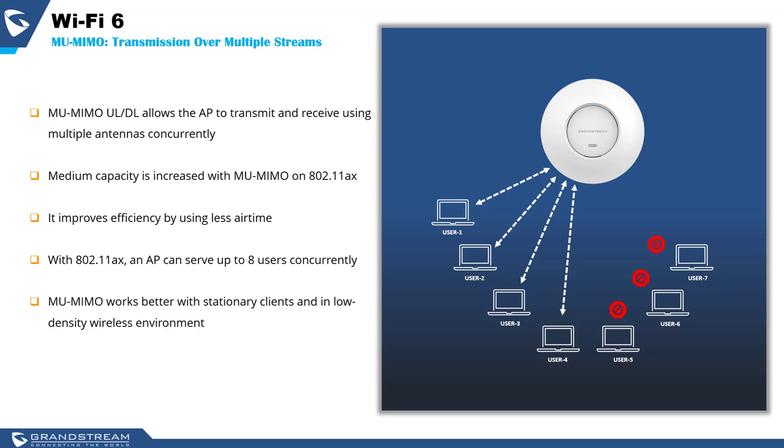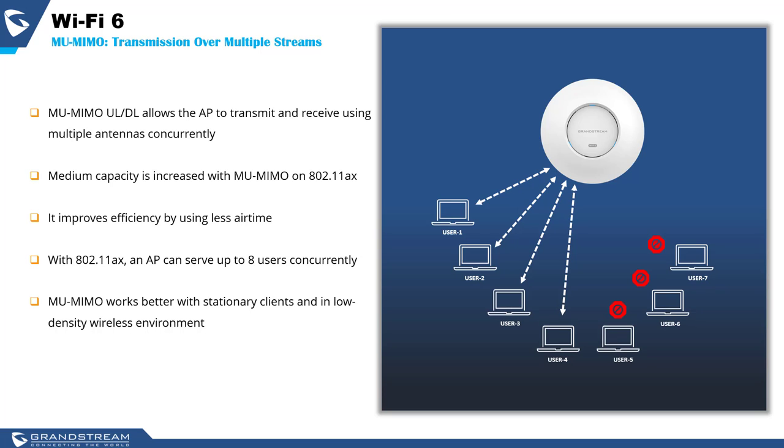because multi-user MIMO with Wi-Fi 5, or 802.11ac, works only for download, which is the traffic from the access point to the wireless client. So now with wireless clients that support Wi-Fi 6, we can have multi-user MIMO for both upload and download. Of course, the wireless client needs to support Wi-Fi 6 for this to happen.